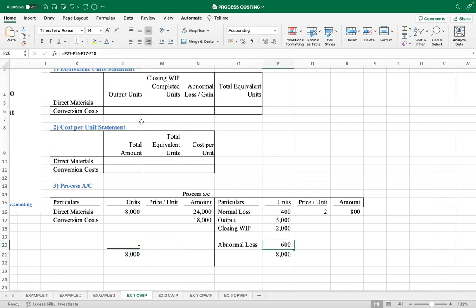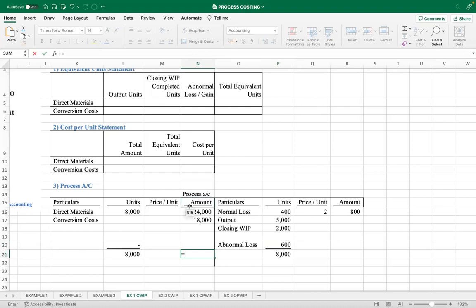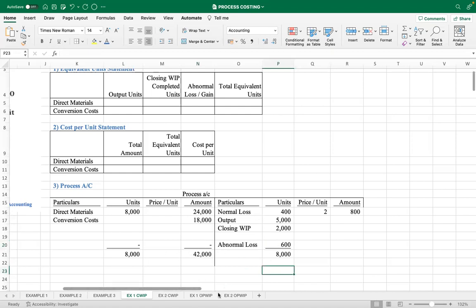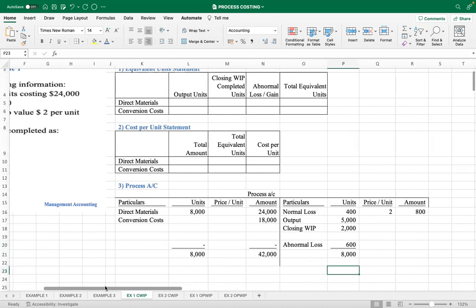So let me close the debit side. What is the total of the debit side? The total of the debit side is 24,000 plus 18,000. So whatever value you get, we can get the total. So now once you get that, you now go to the equivalent unit statement.